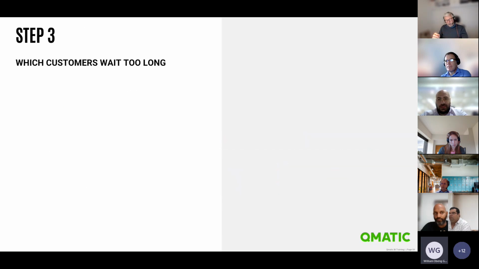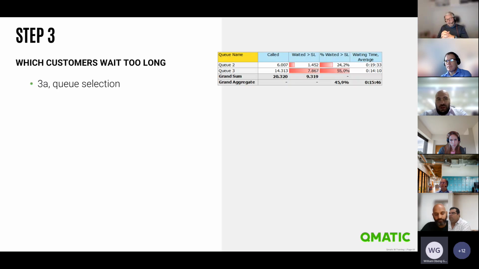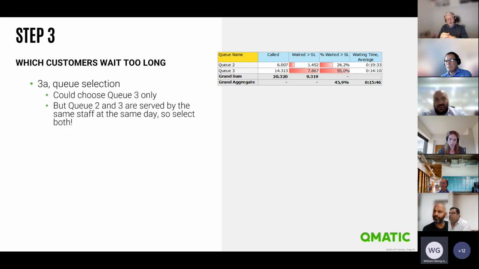So which customers wait too long? That's sort of the next step. I know some numbers now. I know that 55% and 24%, and it's a lot of customers. And then, to continue this, you kind of have to get a group out of these 2 queues in this case. And you have to be a bit careful here because you need to know how they use the system.